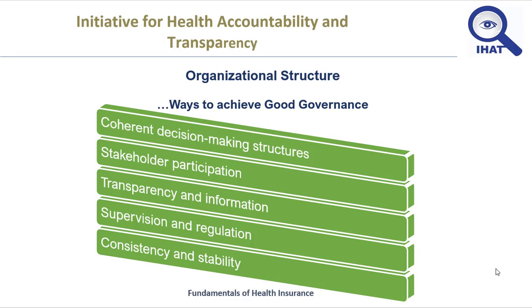Another way to achieve good governance is consistency and stability. An insurance scheme that is a stable institution behaving consistently helps avoid uncertainty around rulemaking and processes over time, and the potential disruptions of political change are reduced. This encourages longer-term investments by providers and greater uptake by consumers.